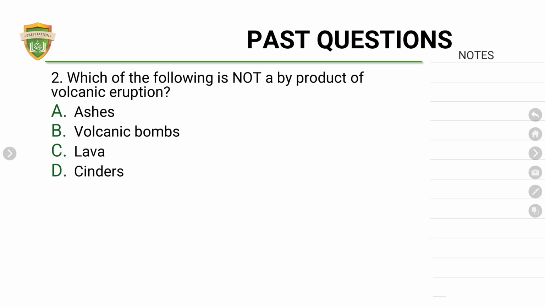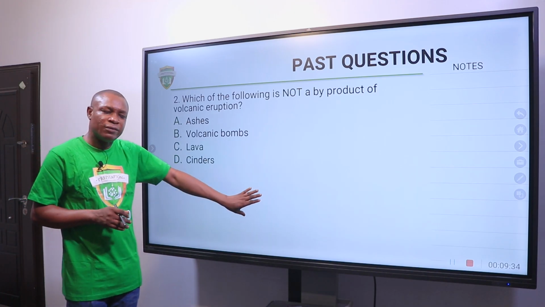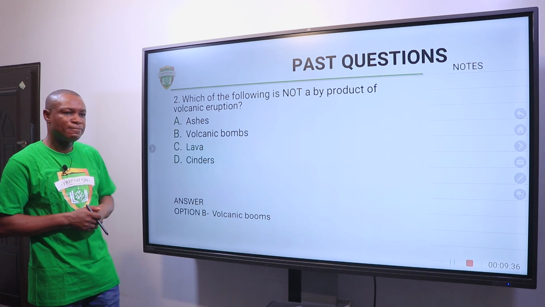Which of the following is not a byproduct of volcanic eruption? We have ashes, we have volcanic bombs, we have lava, we have cinder. The right answer there is option B, which is volcanic bombs.